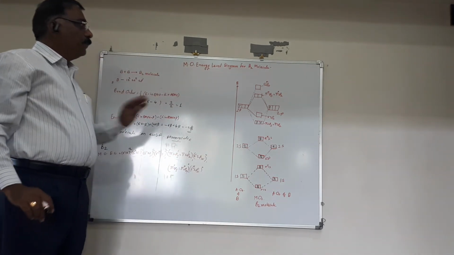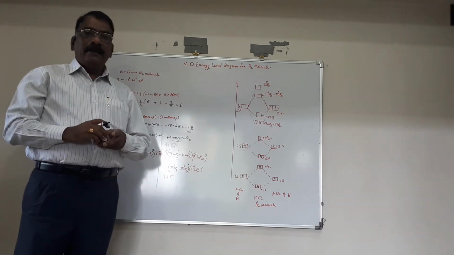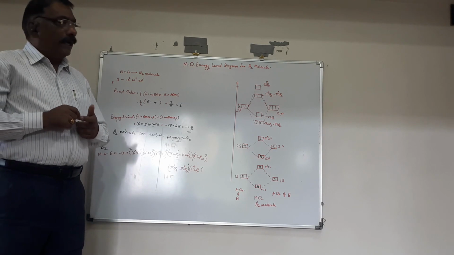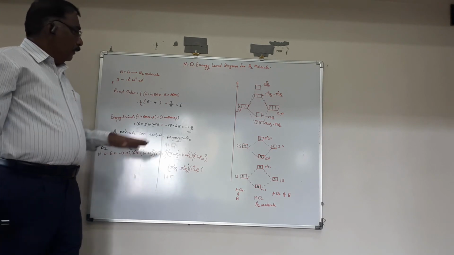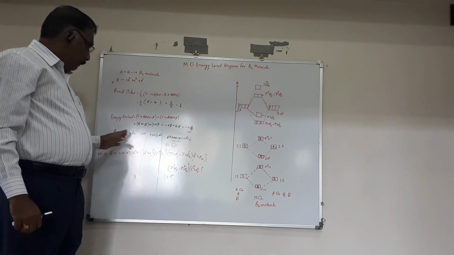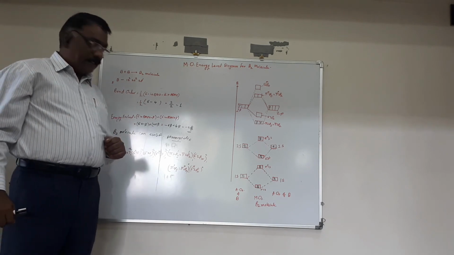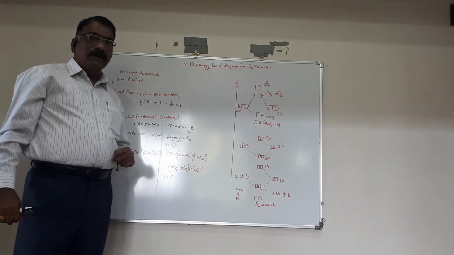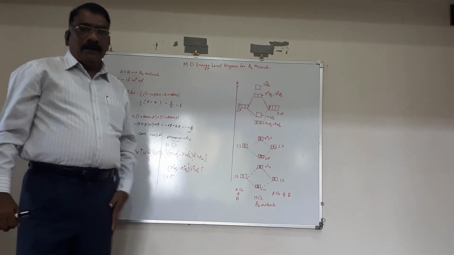So this B2 molecule can be formed and it can exist. There is a single bond between the boron atoms in the B2 molecule. This molecule is stabilized by minus 2 beta amount of energy, so this molecule can exist. There are two unpaired electrons, hence this molecule is paramagnetic. Okay, thank you.